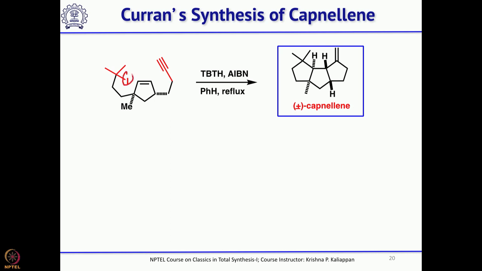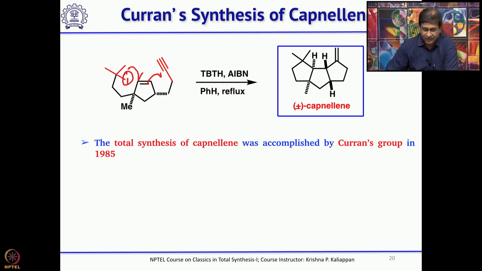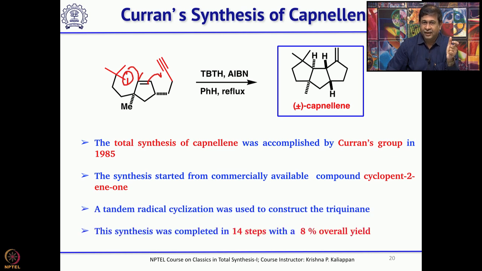So you can generate the radical from this iodo compound, and that will give 5-exo followed by another 5-exo. The first one is 5-exo trig, the second one is 5-exo dig. That gave directly the natural product, capnellene. So using the same tandem radical cyclisation, Curran's group could successfully achieve the total synthesis of capnellene. Here they started from the commercially available cyclopentanone, not with the methyl group. The overall yield was almost the same as in the case of hirsutin. The total number of steps was 14, with an overall yield of 8%.